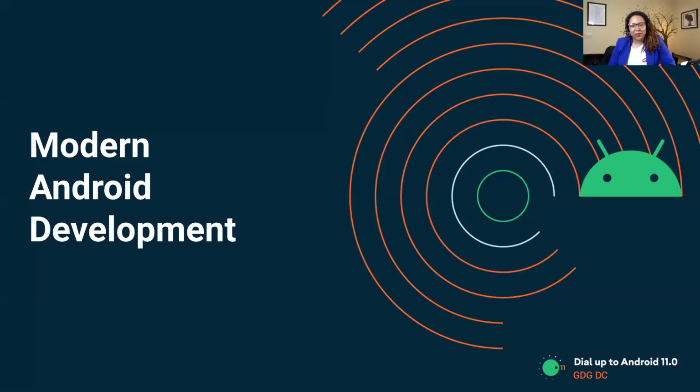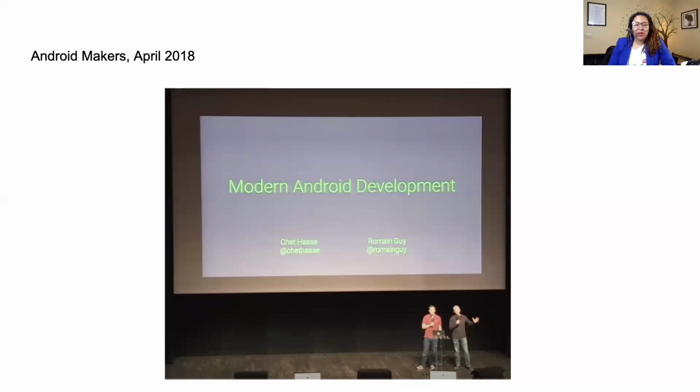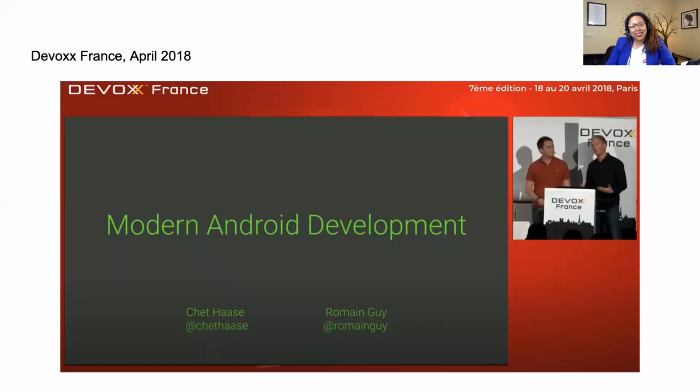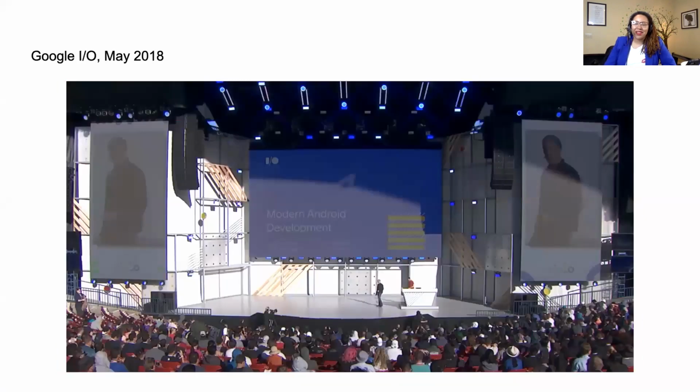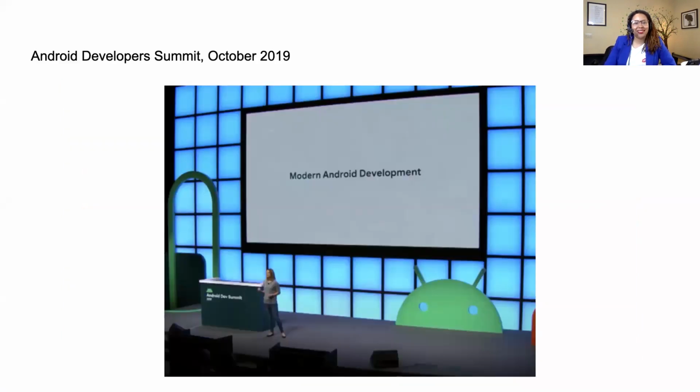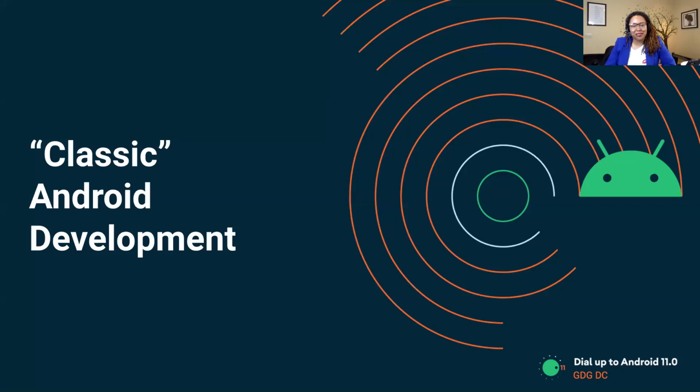Modern Android development. If you've been an Android developer for more than a year, perhaps you're getting a feeling of déjà vu. Why? Because over the past several years, in almost every major conference, there's been a talk, Modern Android Development. Don't believe me? Here we are, Android Makers, April 2018. Devoxx France, April 2018. Google I/O, May 2018. Android Developer Summit. And it goes on and on and on.